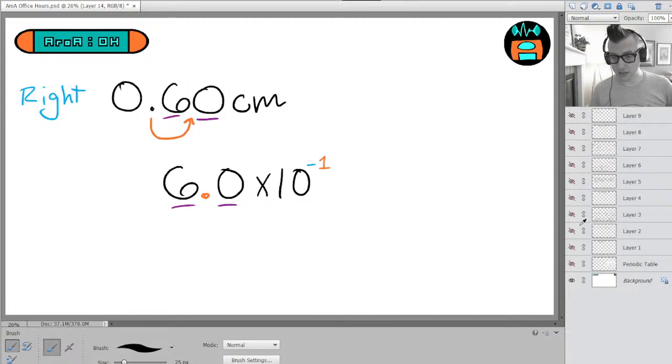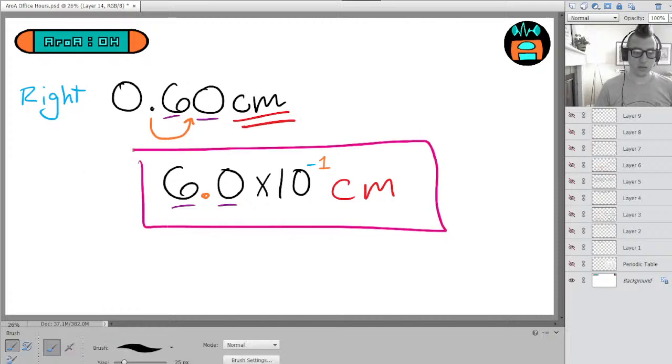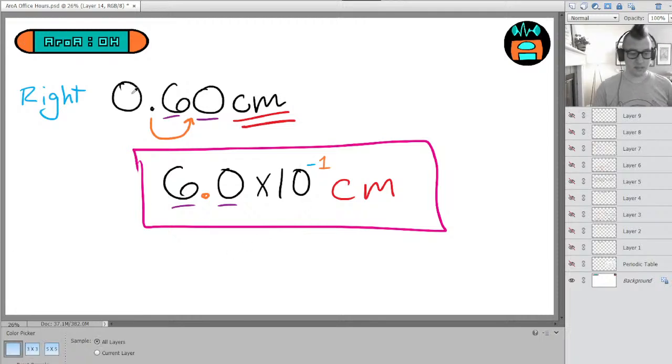Finally, the last thing you look to is your units. If you have a number that begins with units, when you write it in scientific notation, you must include those units as well. So all told, 0.60 centimeters in scientific notation is going to be 6.0 times 10 to the negative 1 centimeters. So that is our number in scientific notation.